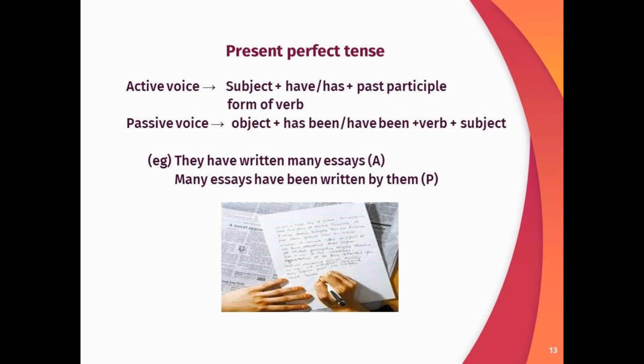Next, we are going to see about present perfect tense. Active voice, subject plus has or have plus past participle form of verb. Passive voice, object plus has been or have been plus verb plus subject. Example: they have written many essays. When we change it to passive voice, it becomes many essays have been written by them.